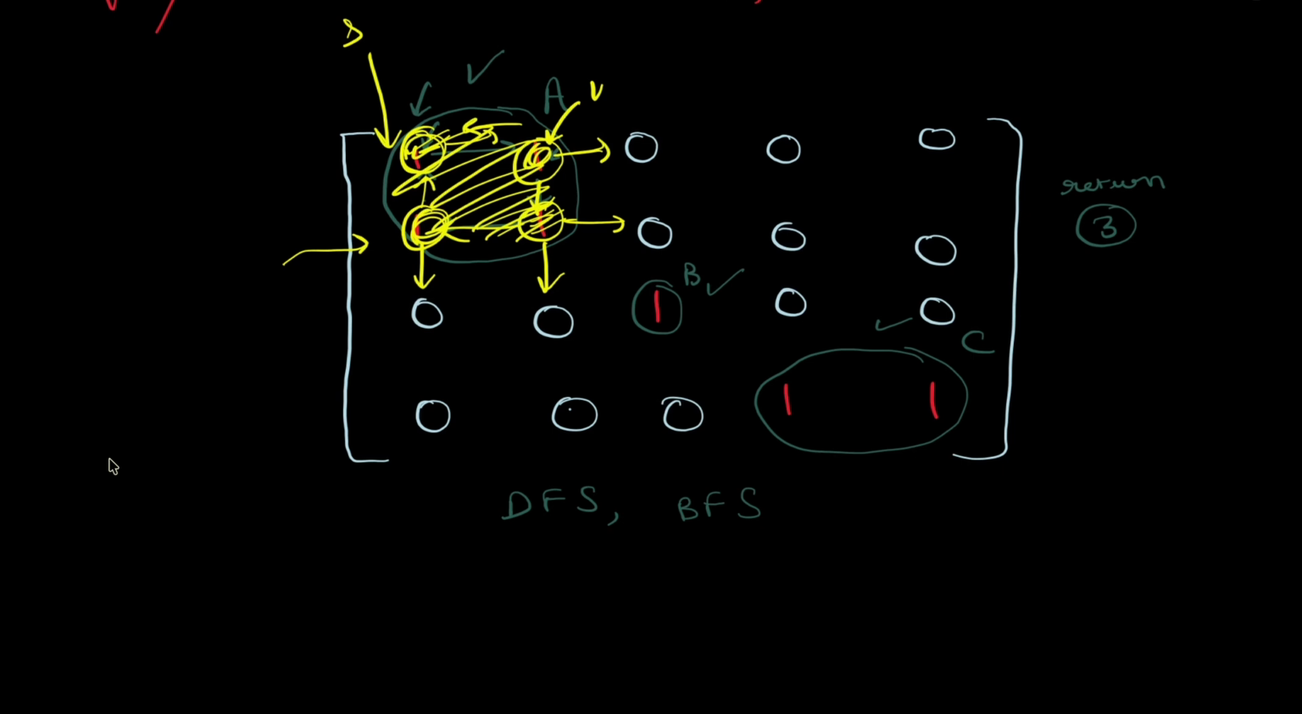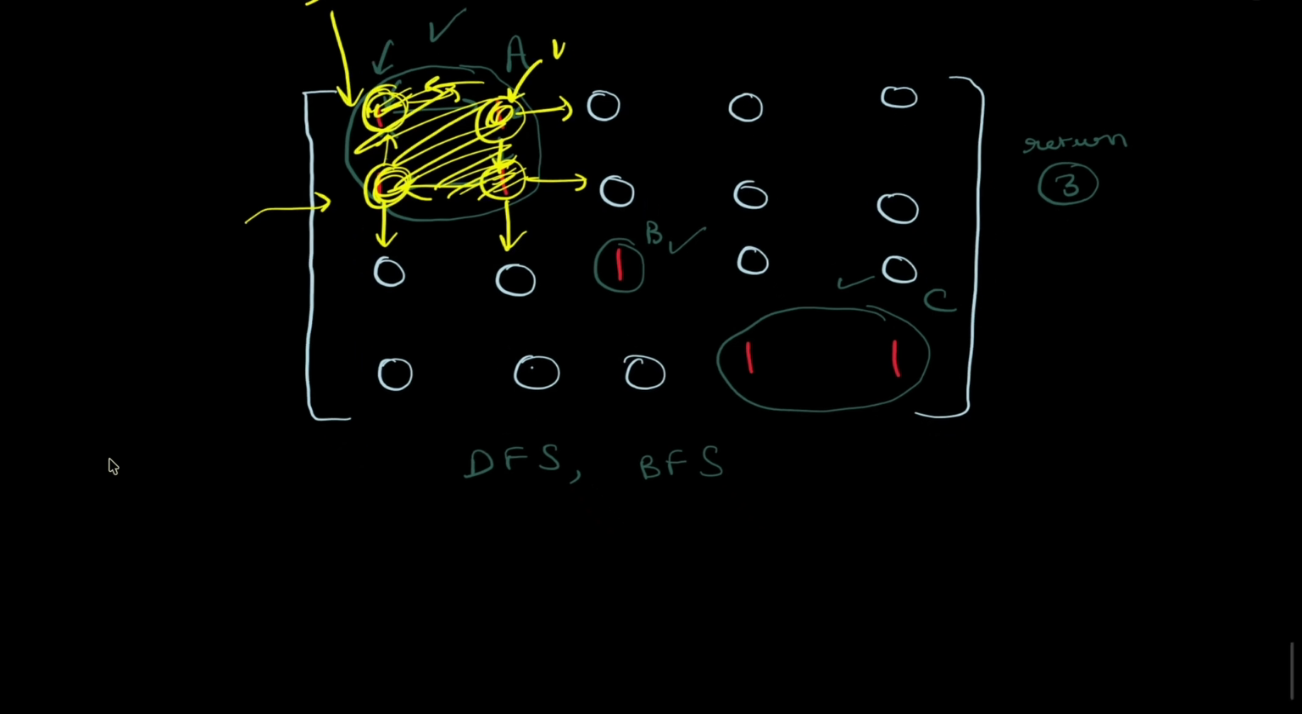Then what we can do is stop our recursion and do ans plus plus, signifying we have found all the land that is present in this component, and this is one island, so our ans will become 1, signifying this is one island.